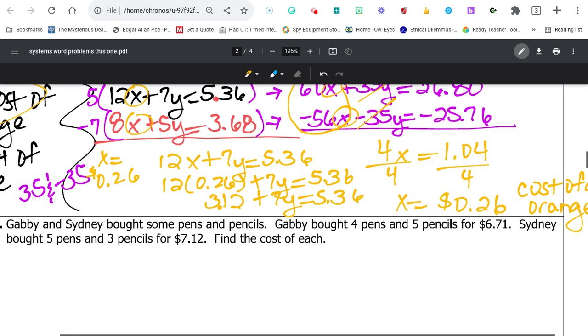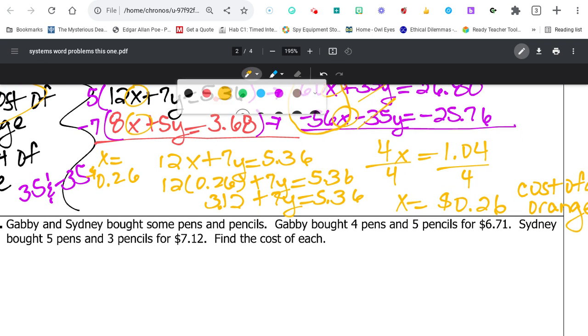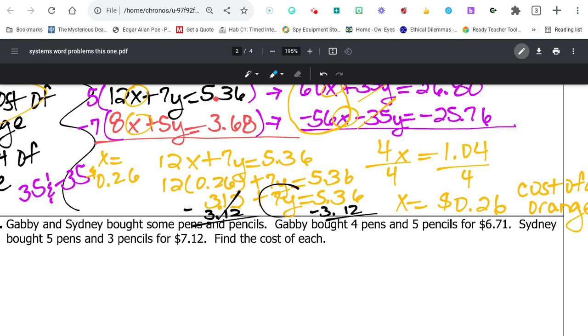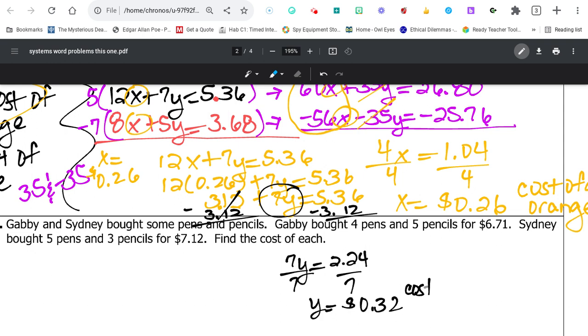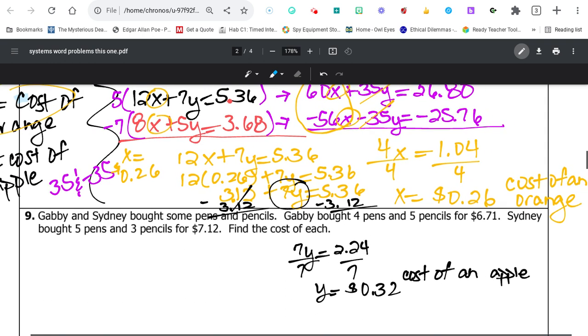I don't like the limited amount of space I got for this. So I'm going to subtract 312 from both sides. Guys, I'm sorry that I'm writing into the other problem. And I'm going to bring down 7y. So you got 536 minus that 312 is 224. Divide both sides by 7. And what's the cost of an apple? 32 cents. And that's all you have to do.